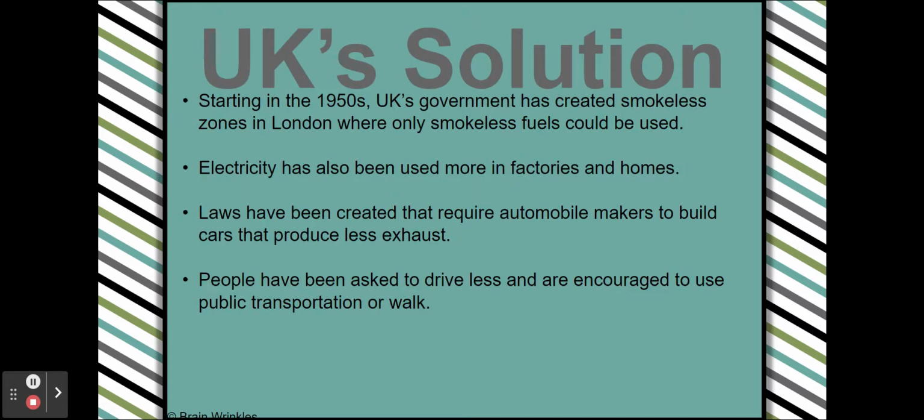So what have they started doing? They started in the 50s putting in what were called smokeless zones. And basically, in these areas, the factories and things, they could only use smokeless fuels. They've also started using electricity a lot more. Laws have also started being passed that require car manufacturers to build cars that are going to produce less exhaust. And another thing, because they are in these big major cities, they're asking people to actually walk more, use public transportation, and cut down on the driving.